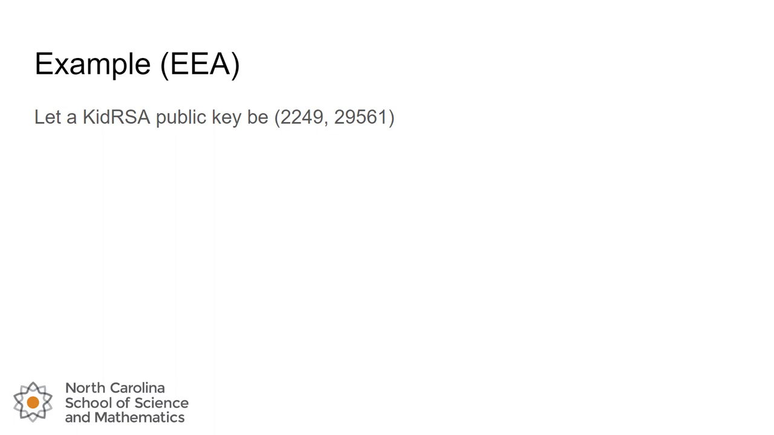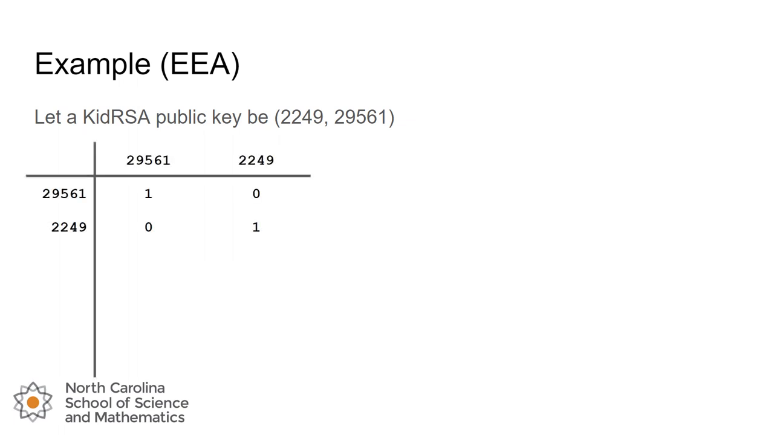So here's an example of the extended Euclidean algorithm. We'll abbreviate that with EEA. And we're going to use the public key 2249, 29,561. So those are the values for E and N. And let's go ahead and set up our table. So we put the 29,561 in the top row, and then to the right of that, the 2249. And then going down the first column again, we put 29,561 and 2249 with the 1, the 0, the 0, and the 1. And again, that's just shorthand for the system of equations that we have on the right.